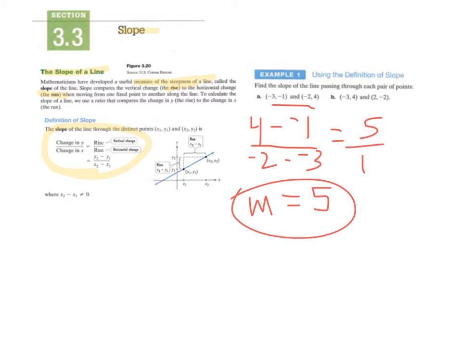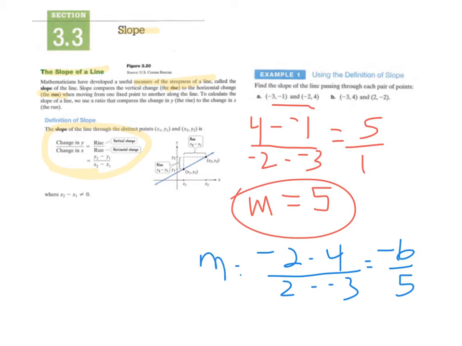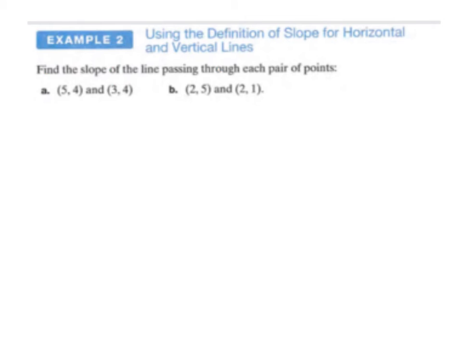If we take the second one, we can do the same thing: I'm going to take -2 minus 4 over 2 minus -3. In this case, I get -6 over 5. So the slope of these points happens to be -6 over 5, and I'm going to leave it just as that.